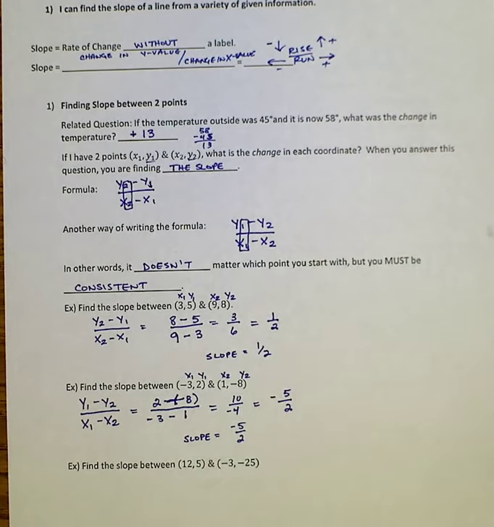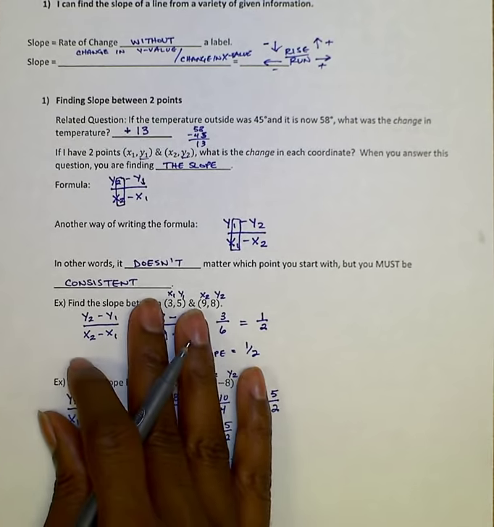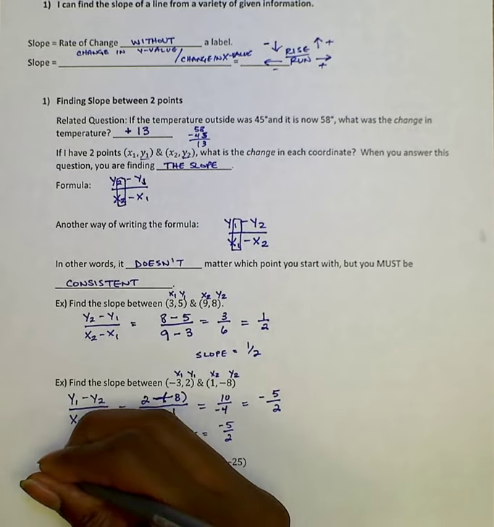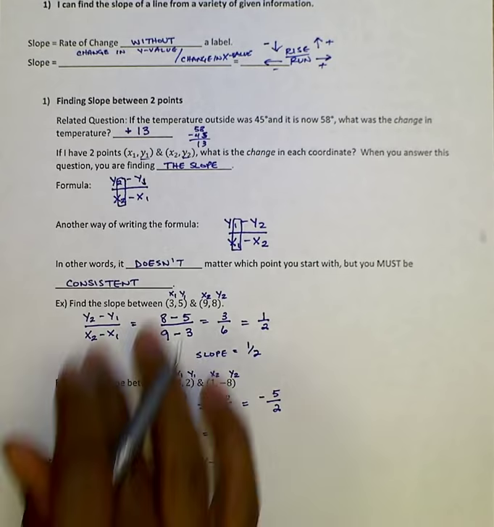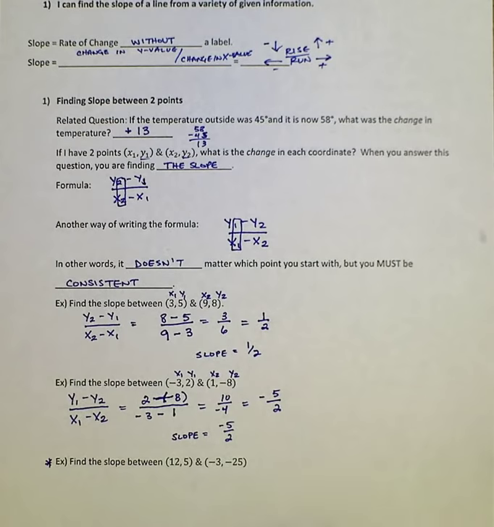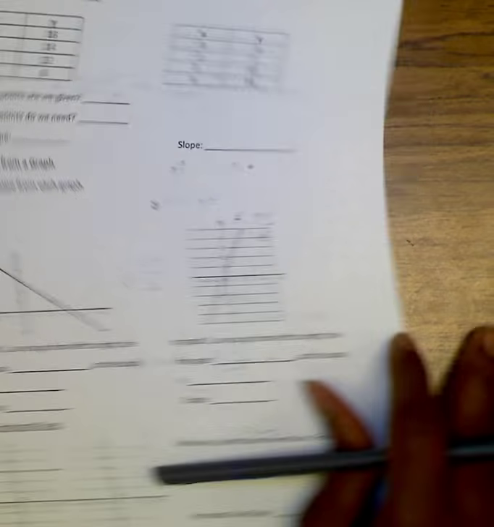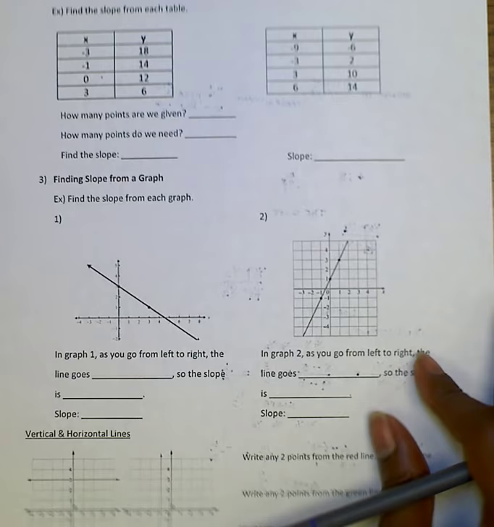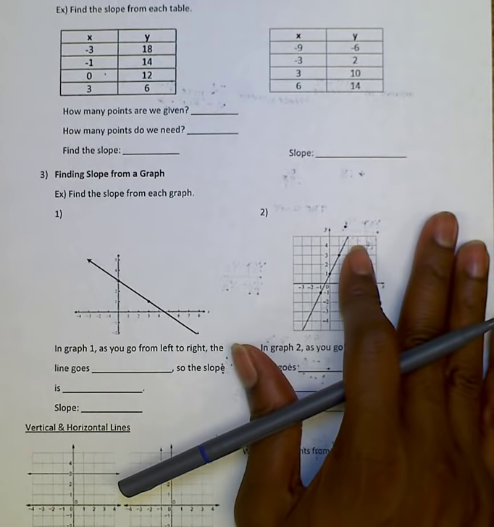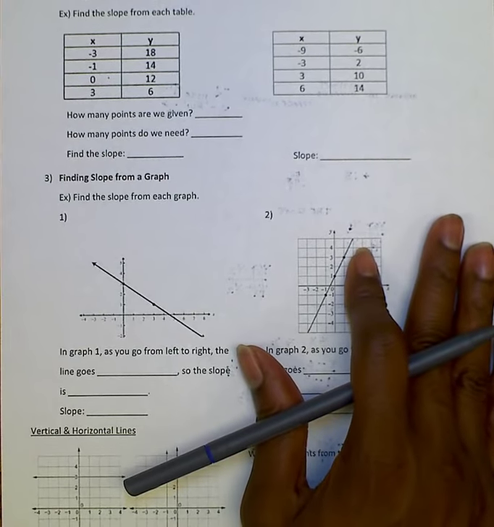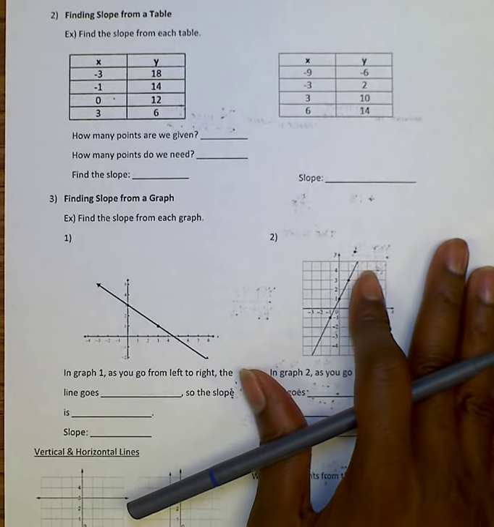Alright. One more problem on the bottom here. Please set up your slope formula, plug in your numbers, tell me what that slope is for that last problem. Alright, so that's finding slope from given 2 points. Essentially, that's what we're doing when we're finding slope from a table as well.